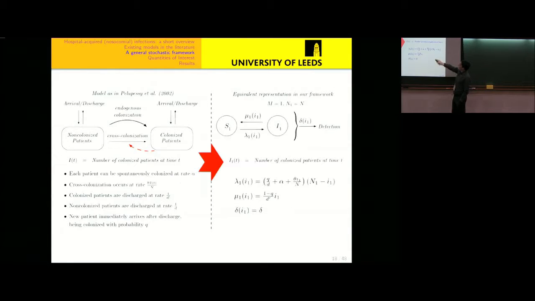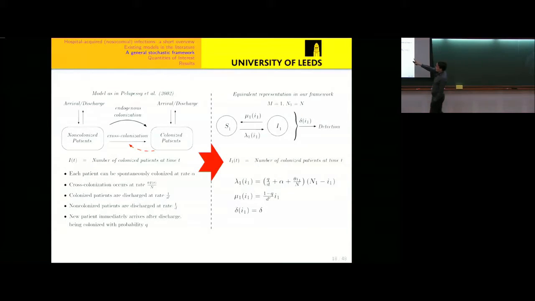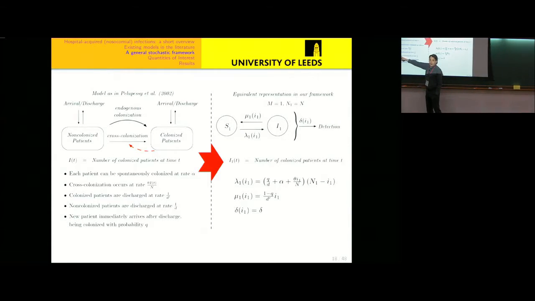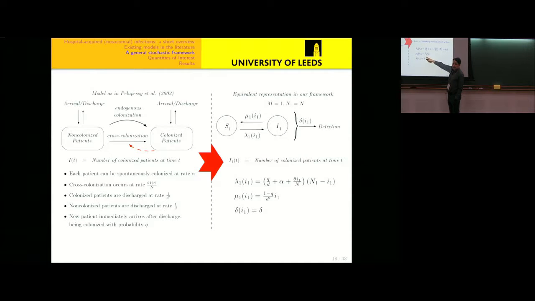For example, this one, I would choose capital M equal to 1, and lambda, mu, and delta in this way. By choosing lambda, mu, and delta at these rates, the hypotheses that I had here are exactly represented, so that exactly the same dynamics are obtained. So it's not a different model, it's the same model with the same stochastic process with the same dynamics. It's just a different way of representing the same thing.